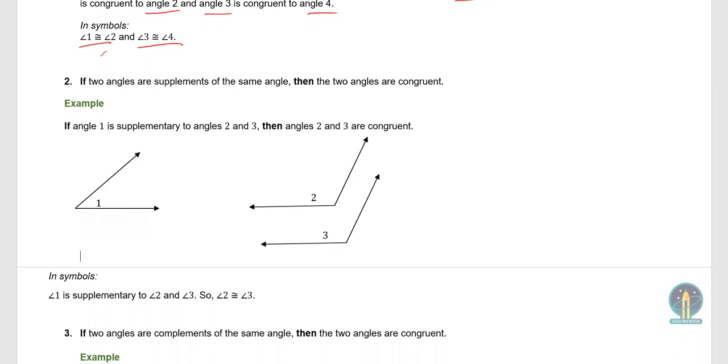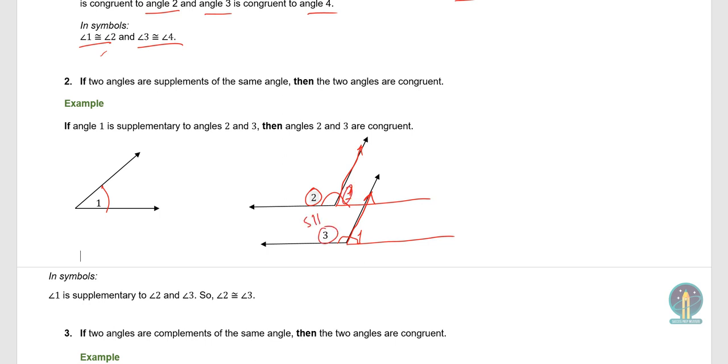If two angles are supplements of the same angle, then the two angles are congruent. So if angle 1 is supplementary to angles 2 and 3, then angles 2 and 3 are congruent. If I could take this angle 1 and put it here next to angle 2 and have them be supplementary, meaning adding to 180 degrees, and if I could also take angle 1 and add it here next to angle 3 and then have them be supplementary also, meaning they add up to 180 degrees, then angle 2 and angle 3 then are congruent, right?